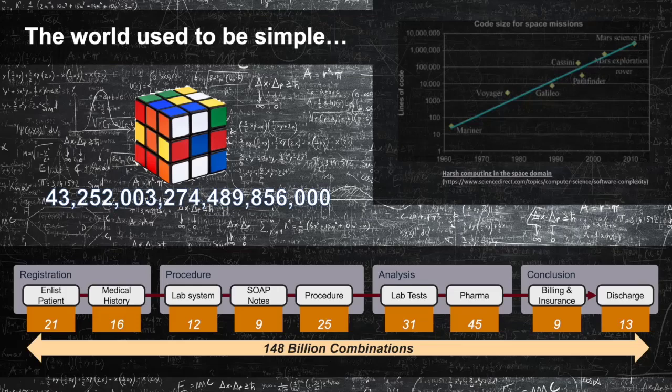Another, maybe less glamorous example is a simple and simplified workflow at a hospital. Here you can see there are 9 key stages in total, and each stage supports a different number of combinations, shown by the numbers below. So, for example, we have 21 different types of patients, and each patient can have 16 different types of medical history. So an obvious but limited set, but even in this simple flow, results in nearly 150 billion unique combinations. So the world is no longer a simple place.